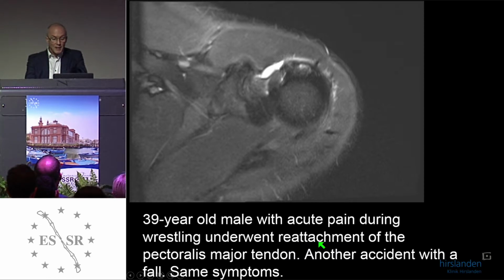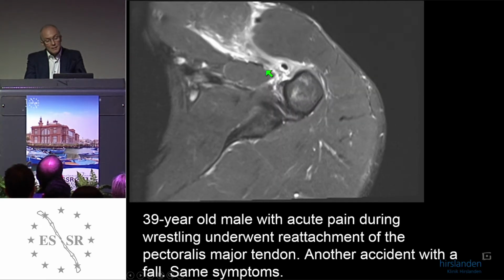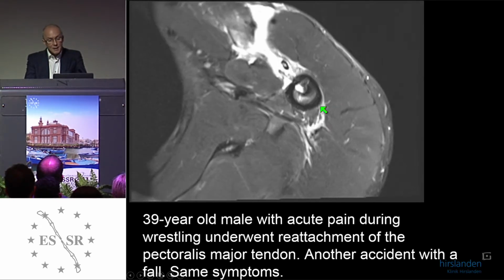He underwent a reattachment of the pectoralis major tendon, and then he had another accident, a fall, and he had the same symptoms. But now you can hopefully see the lesion quite easily. You see here it's starting with increased signal and we are going down, and there is no doubt that the pectoralis major tendon is torn again.